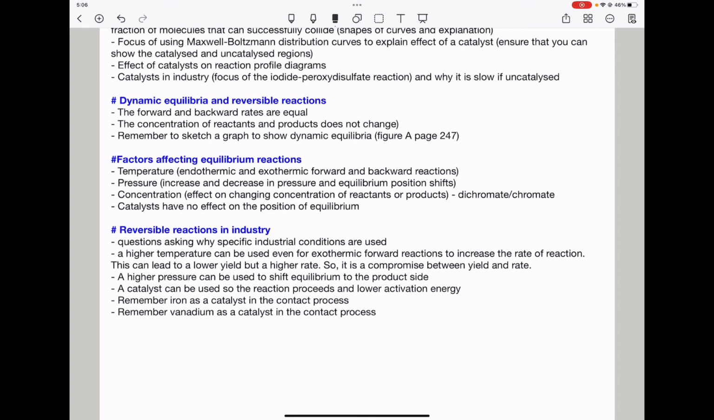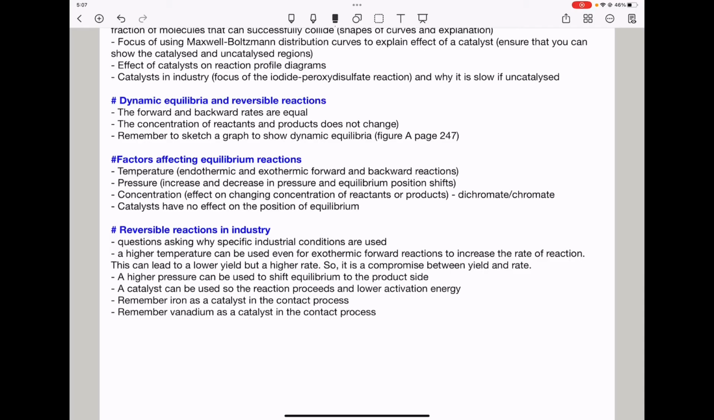You need to know for pressure, if you increase or decrease the pressure, how is it going to affect the position of equilibrium? And if you increase the concentration of a reactant, or you remove a reactant or products, how is that going to affect the position of equilibrium? Looking at catalysts, catalysts have no effect on the position of equilibrium, so you need to know that.